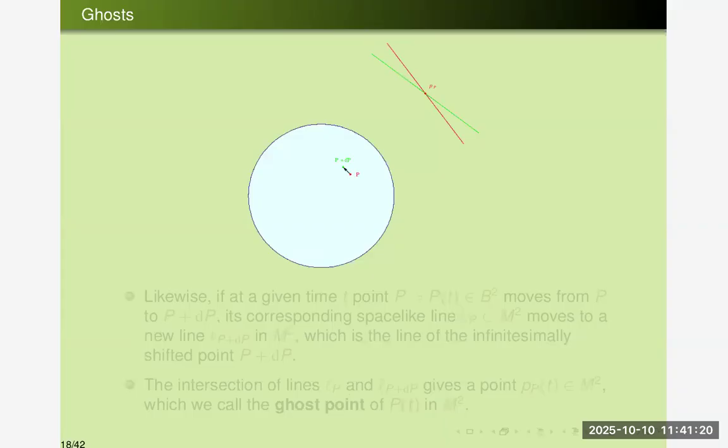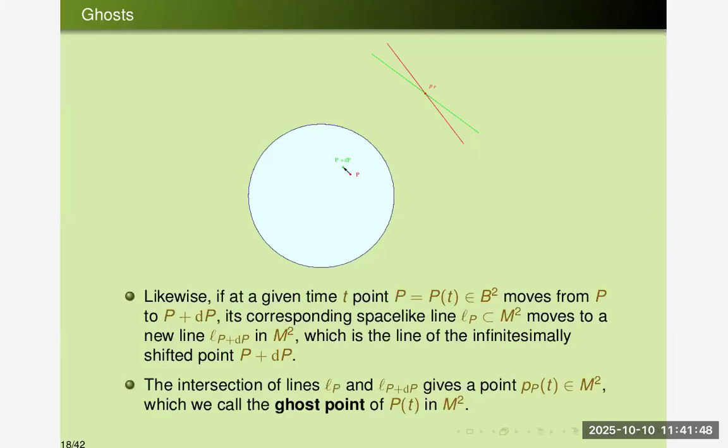If I have a point in here, and if capital P now goes to P plus delta P, the same. The lines here will now intersect without any restriction. If these guys are here, they will always produce the space-like line. And therefore, to a curve here, there is a ghost curve there. Okay. So as I said, we have ghosts here.